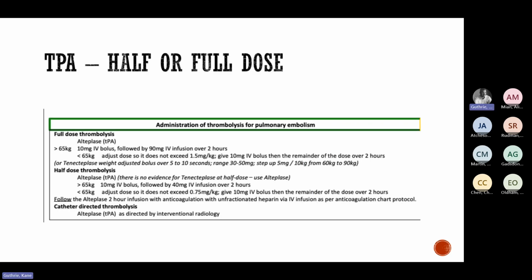We have a half or a full dose protocol here. So if they're for a full dose protocol, and they're over 65 kilos, you're going to give them 10 milligrams as an IV bolus of the IV alteplase, and then you're going to run 90 milligrams of it over 2 hours with them. Half dose thrombolysis, where a lot of evidence is currently going towards, is where you give them a 10 milligram bolus, and then you give them 40 milligrams over 2 hours. And then there's catheter-directed thrombolysis, where they give about 25 milligrams of alteplase, but they're right at the clot, staring it in the face, where they inject it, and they do that up in interventional radiology.